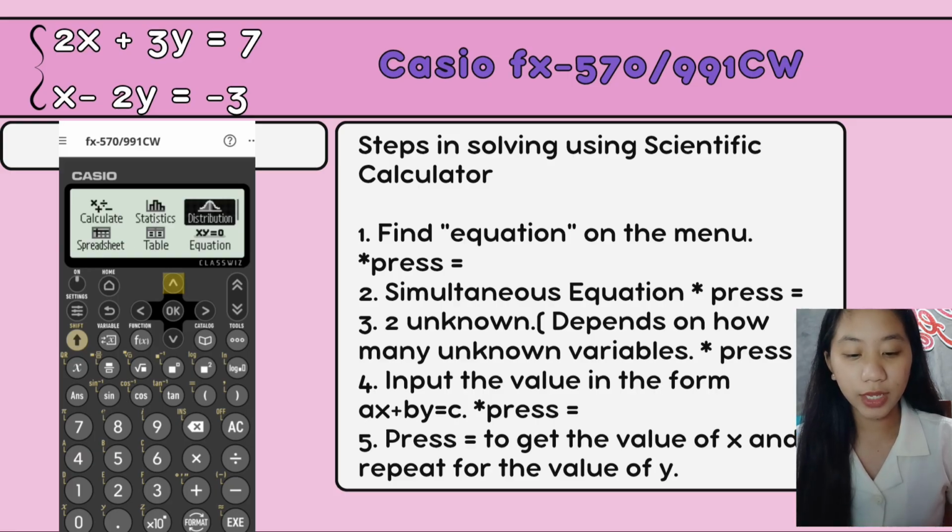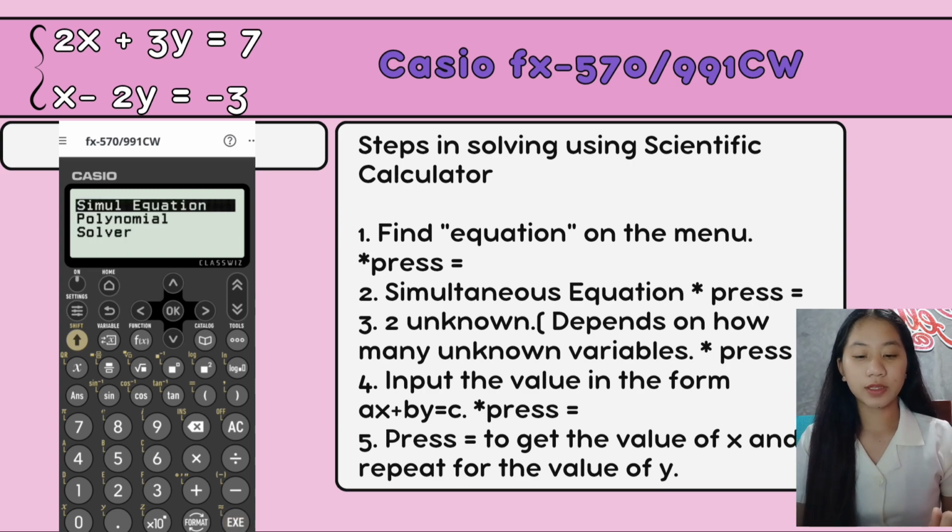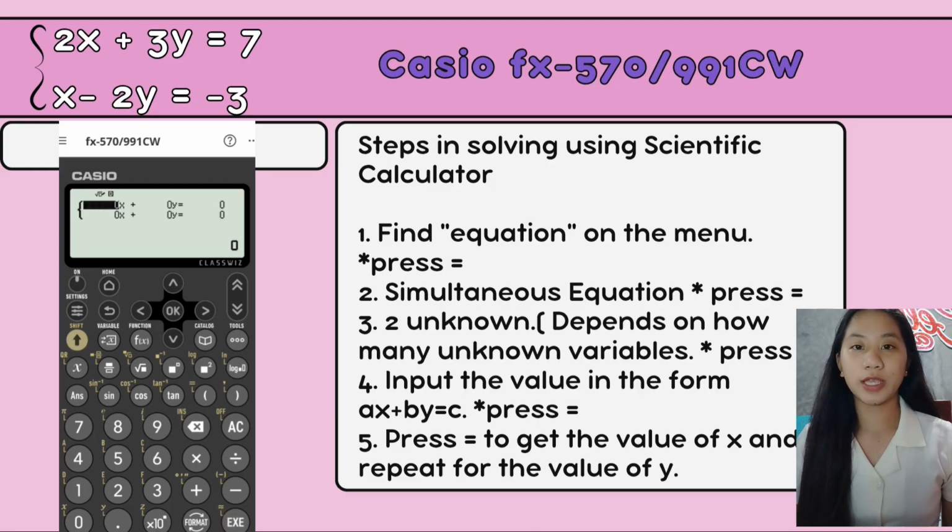In solving a system of linear equations using a scientific calculator, first we need to find the equation mode. So we have here equation, then let's go up here, and then press equal, and simultaneous equation, equals. And then how many unknown variables do we need to find? We are now using the two-variable system of linear equations. Therefore, the unknowns are 2, which are x and y. So press equal.